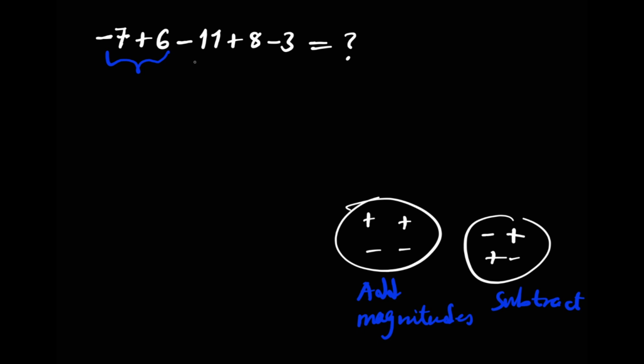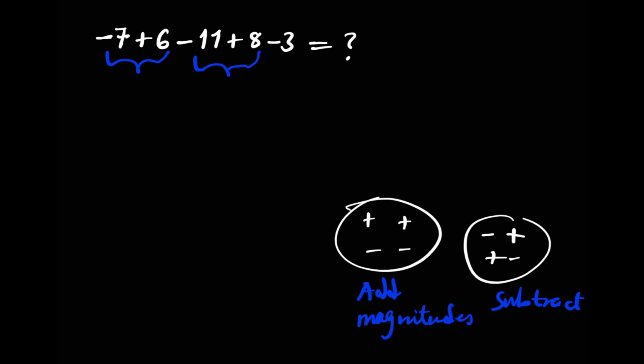The second pair of numbers are negative 11 and positive 8. Now we have a negative 3 standing on its own. That's not a problem. Let's try to put them into pairs. At the end of the day, everything will be resolved. And this, believe me, is the best and easiest way to treat these numbers.